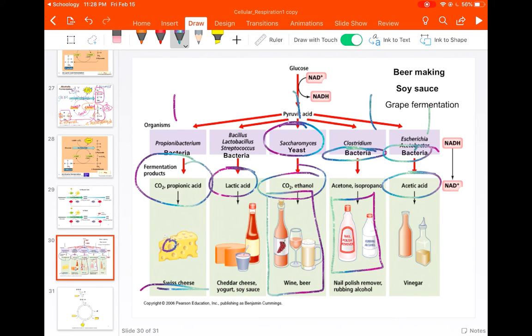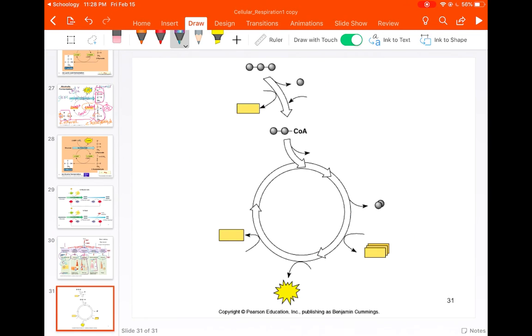That Swiss cheese, the holes exist because of CO2. You see it right there. Those bubbles here exist because of CO2. So all of these waste products actually have a physical difference on the final product. Notice none of these other products are bubbly because they don't release CO2.